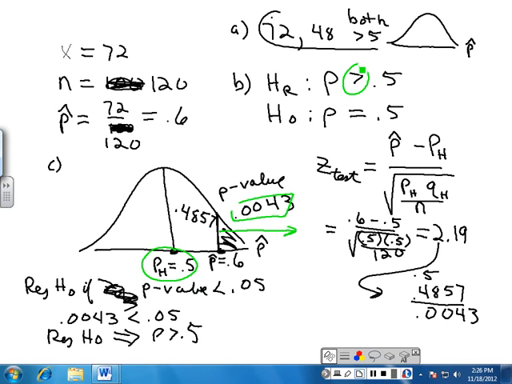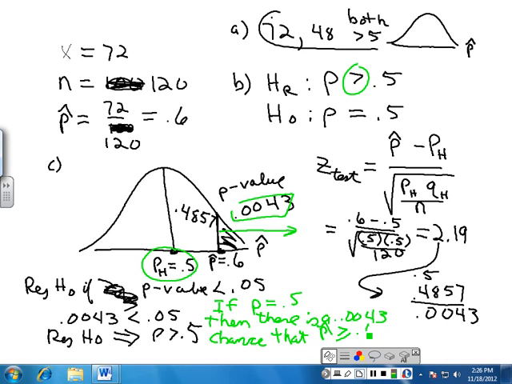But assuming that our hypothesis at least went in the right direction, it'll be like this. So if p is equal to 0.5, then there is a very small chance, a 0.0043 chance, that we would get a sample statistic of p hat in this case greater than or equal to 0.6.